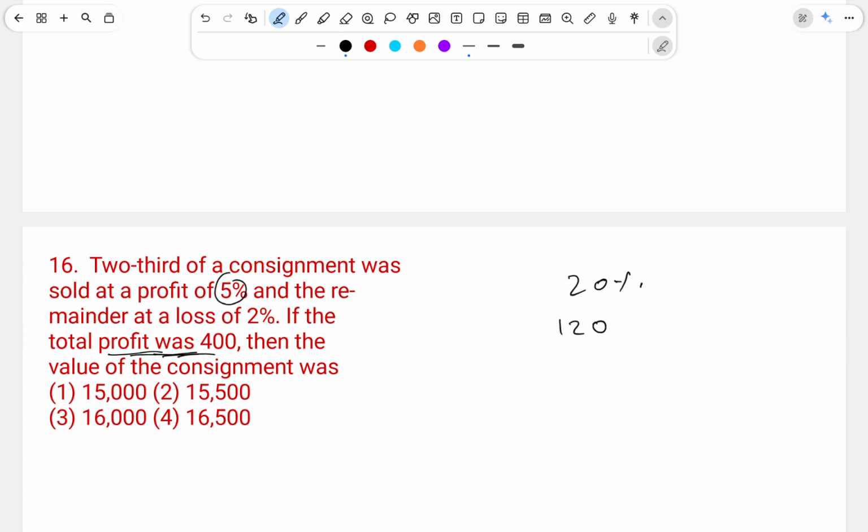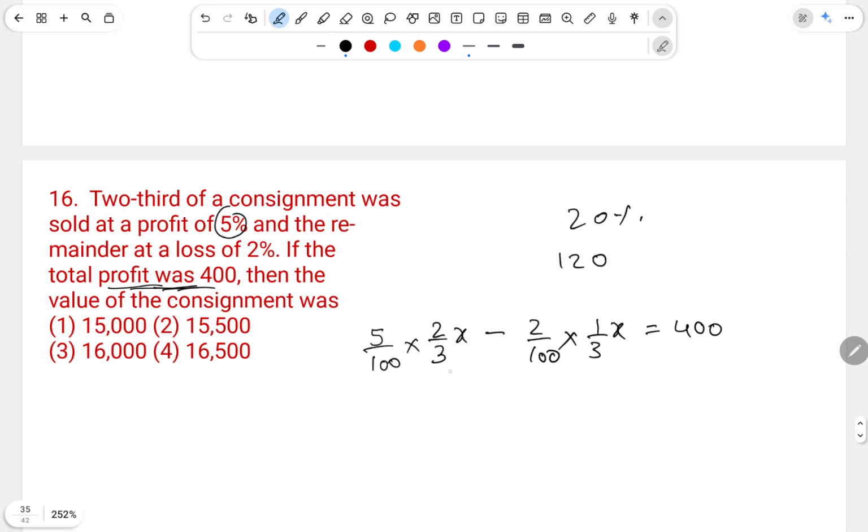If the total profit was 400, then the value of the consignment was? 5% profit, 5 by 100 into 2/3. We don't know how many parts. 2/3 of what? Some value x, minus loss. So minus 2 by 100 into the remaining. Out of 3 parts, 2/3 gone, then 1 part. 1 by 3 x is equal to 400. Now what is common here? X by 300 is common. X by 300 if I remove, then 5 into 2, 10 minus 2. 10 minus 2 is 8, is equal to 400. 8 ones, 8 fifties. So X is equal to 15,000.